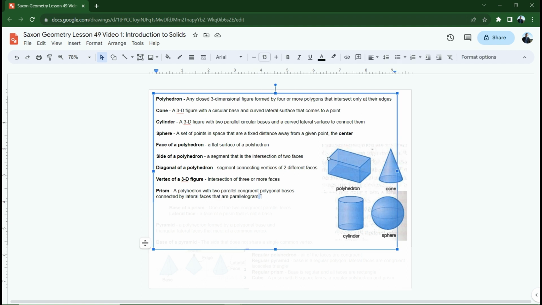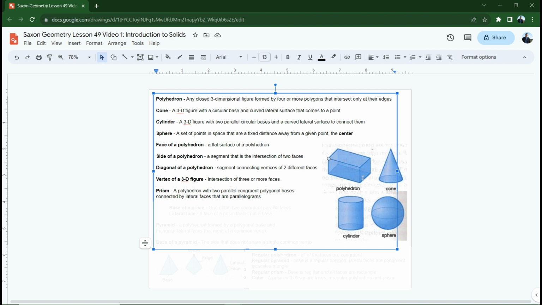Now let's just think about that. Two parallel congruent polygonal bases. That would be this polyhedron right here. Notice that this square on one end is a polygon. The square on the other end is a polygon, and those squares are congruent to one another, and then we connect those by lateral faces.